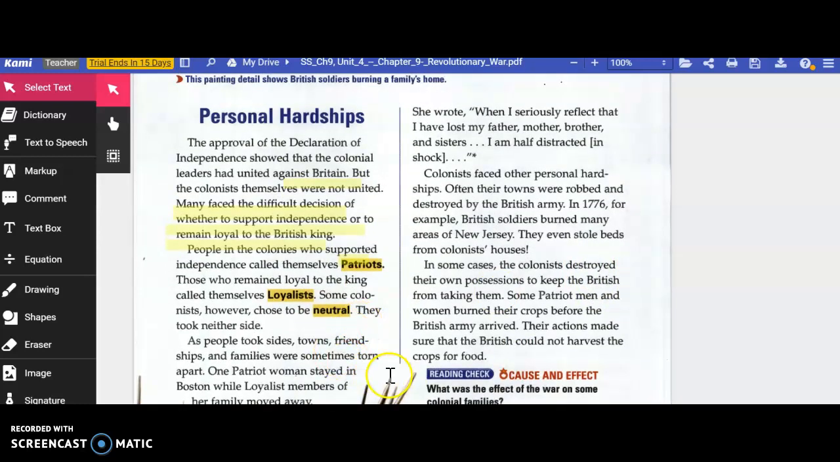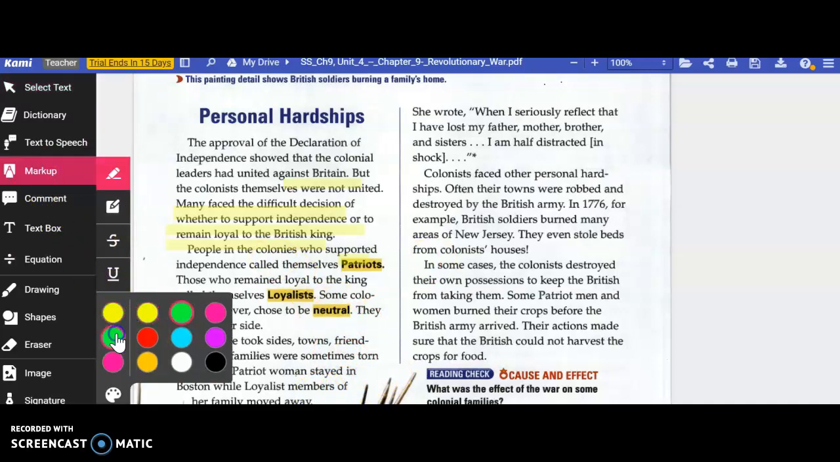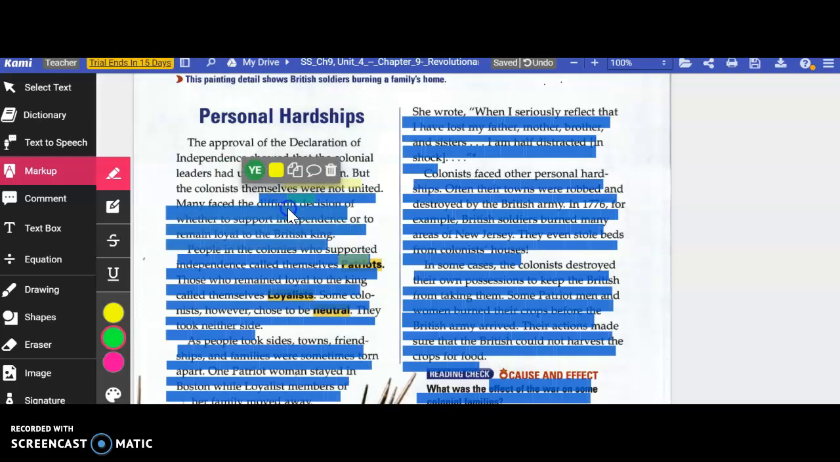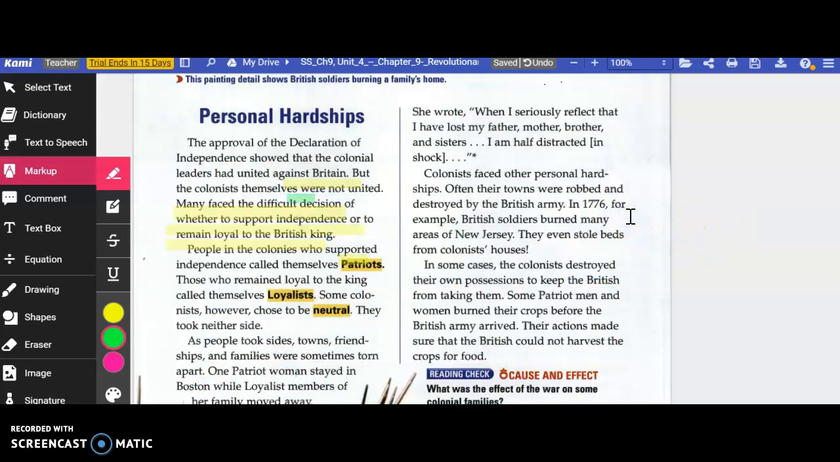Okay, so we saw the word hardship a few times. Let's find that. Okay, I'm going to go to green for hardships. So one thing about the word hardship is it means something that's difficult. And it's not letting me highlight the word. Okay. Hardships are difficult. Okay, so what things were difficult? Families were separated. Okay. Food, crops were burned. Property was destroyed or stolen. Okay, those are all hardships.